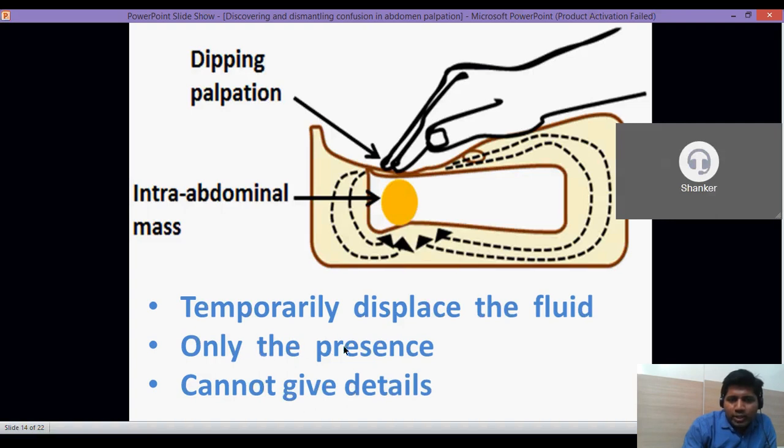You can get to know only the presence, but it cannot give a definite architecture, like how you would in normal deep palpation, where the liver has a smooth border and the spleen has the anterior notch. Those things you will not be able to say in dipping palpation, because you can get only the presence of it and not the details. But dipping palpation can give some other interesting details, which we will be discussing in future sessions.